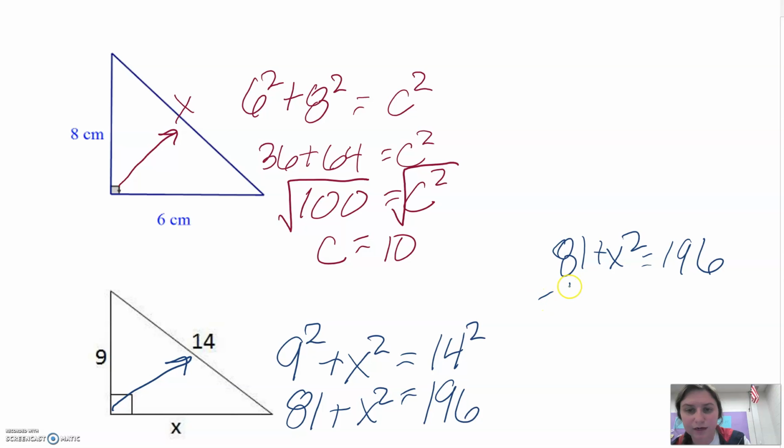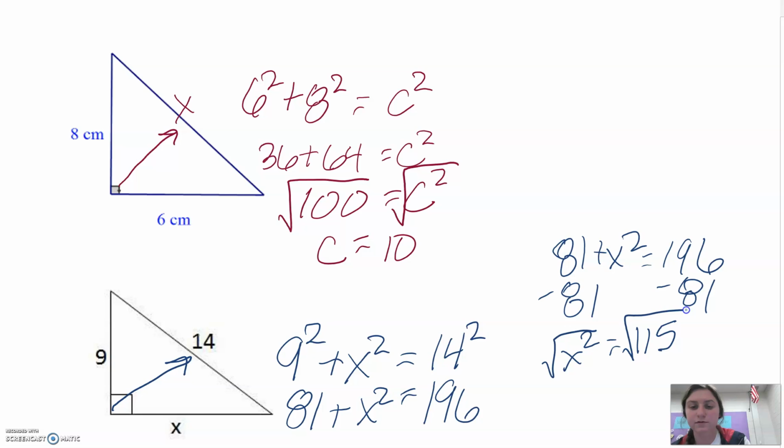So we can minus 81 from both sides. Anybody know what that is off the top of their heads? Okay, 115. And then again, if we want to get x by itself, we take the square root and those will cancel. We do to one side, we got to do to both. So x equals the square root of 115.